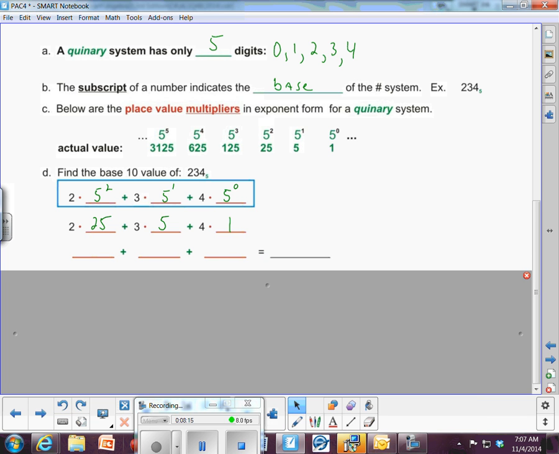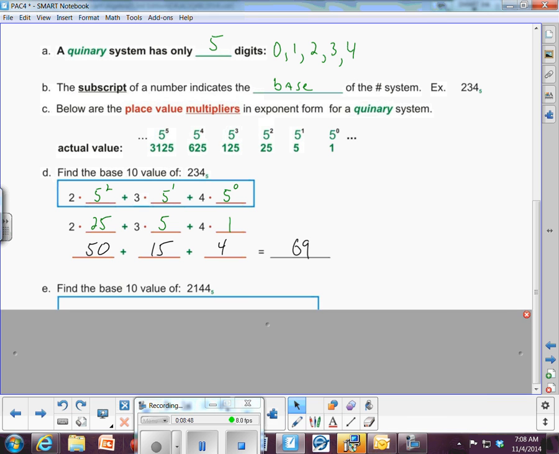Okay, let's continue on now. Now let's get the actual value. 2 times 25, 50. 3 times 5, 15. And 4 times 1 is 4. Okay, add them up, and you now have the value. And what is 234 base 5 in our base 10 system? It's the number 69. That's the way it works.